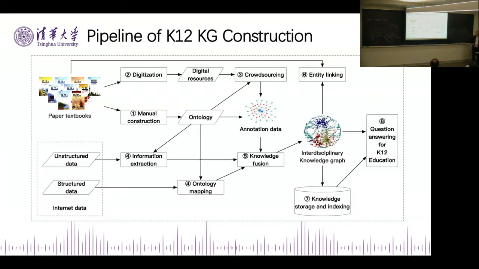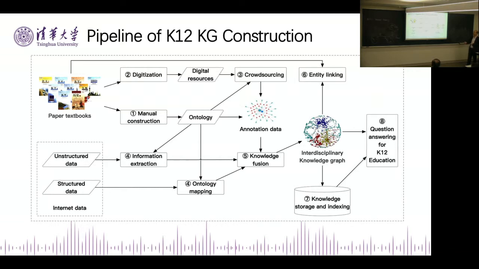And we design a pipeline for the K-12 knowledge graph construction. The first step is that we manually construct an ontology for each subject, and then we digitalize all the textbooks and get digital resources. Then we do crowdsourcing, and we can get annotated data, and based on this data, we can generate the knowledge. Besides the knowledge from textbooks, we also get knowledge from internet data.